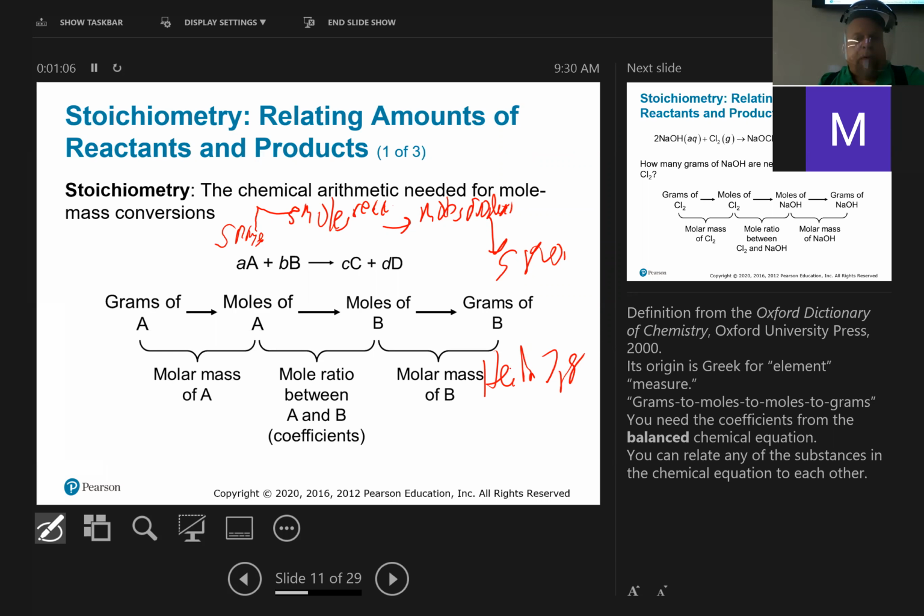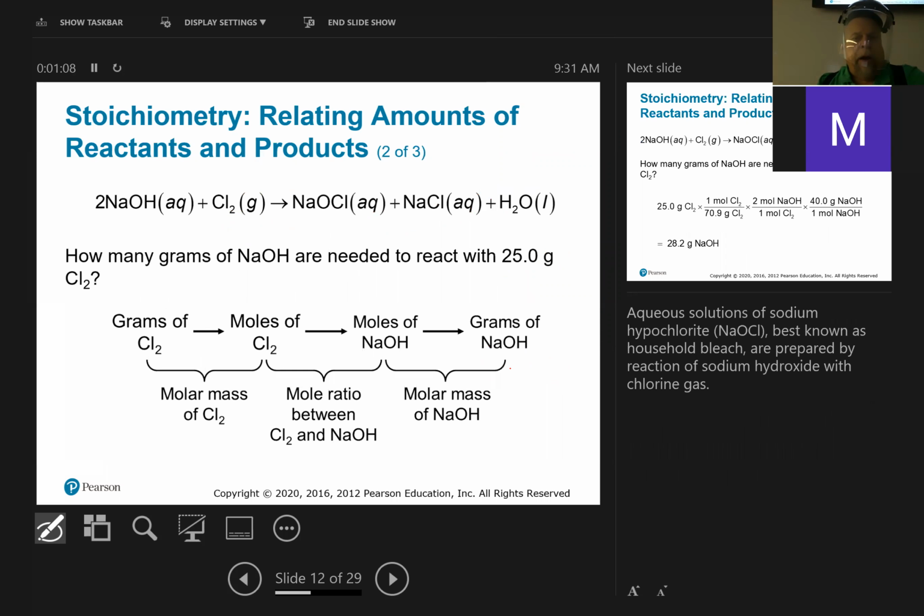Okay, so here: how many grams of sodium hydroxide are needed to react with 25 grams of chlorine? Okay, so this makes it more complicated, but what is the first thing you need to do there? How many grams of sodium hydroxide are needed to react with the chlorine? What's the first thing you have to do there based on what we did before? Yes, very good. Convert the 25 grams of chlorine to moles.